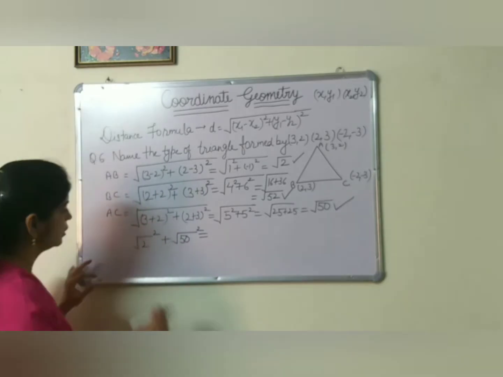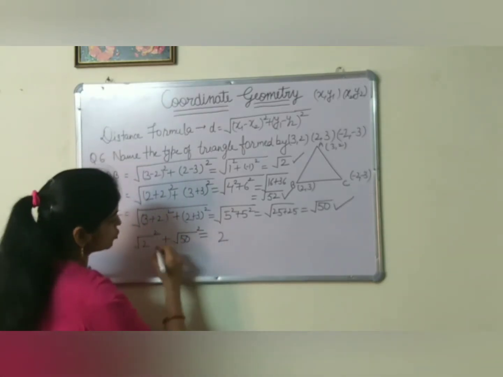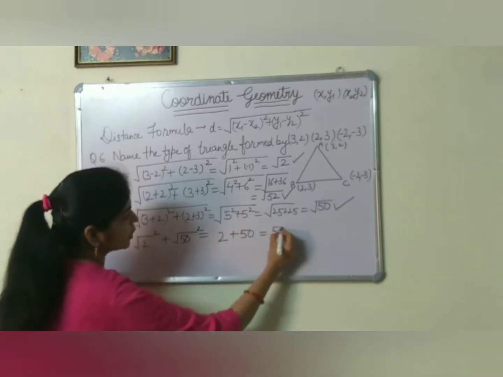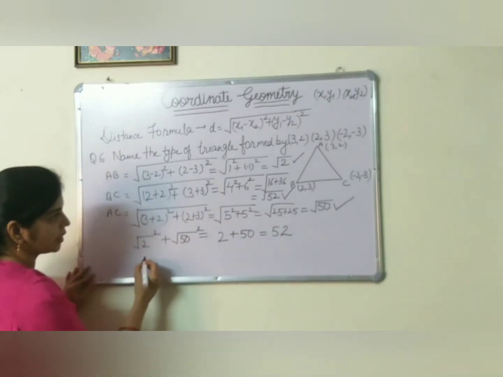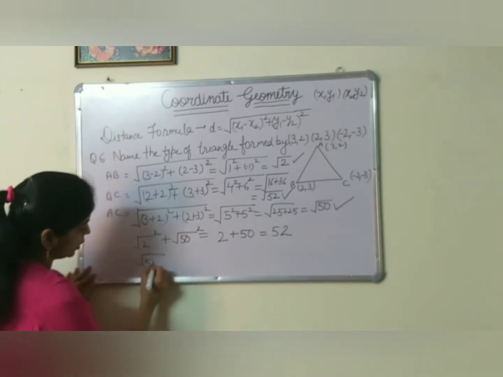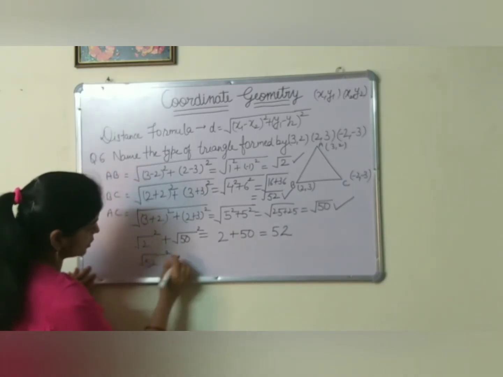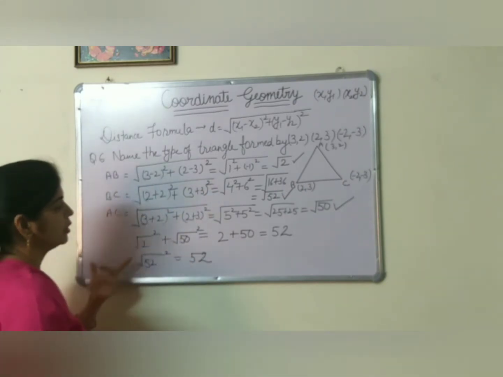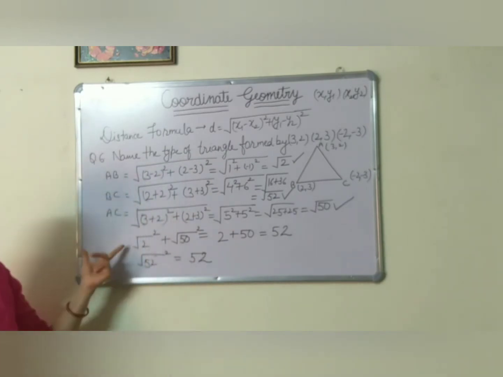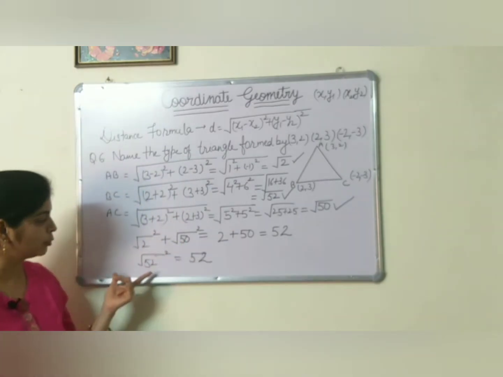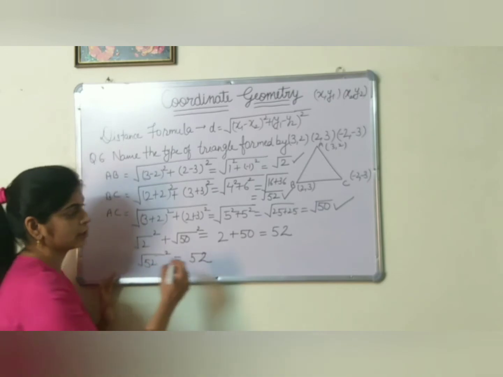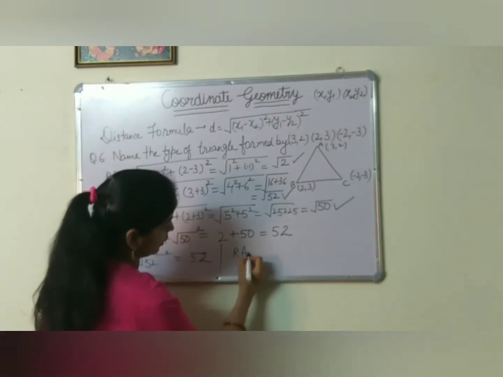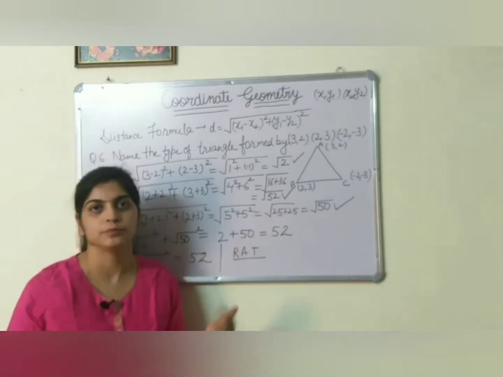We can check it. Under root 2 square means 2 plus 50 and it is 52, and the third side is under root 52 and its square is 52. So we can say that the sum of the squares of 2 sides will be equal to the square of third side. So we can say that it is a right angle triangle. It is proved.